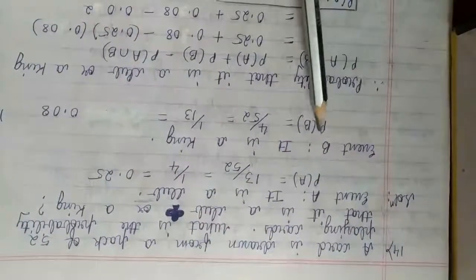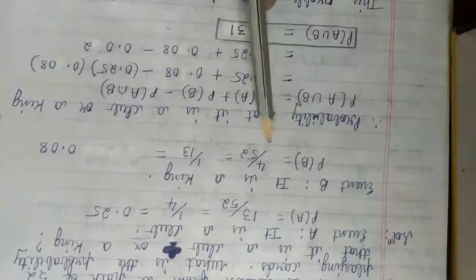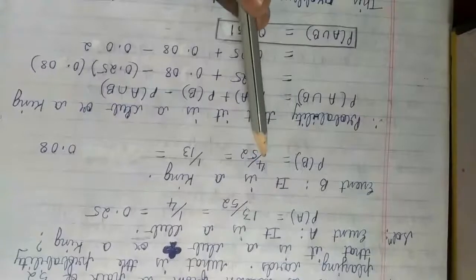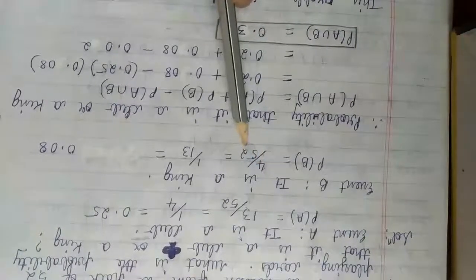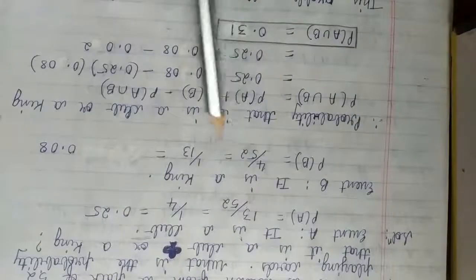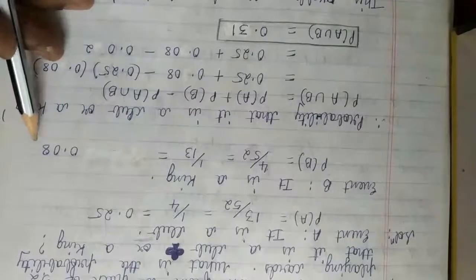Then event B, it is a king. Now probability of B is equal to, there are total 4 kings in the deck. So 4 divided by total number of cards in the deck, 52. So 4 divided by 52 is 1 upon 13, that is nothing but 0.08.